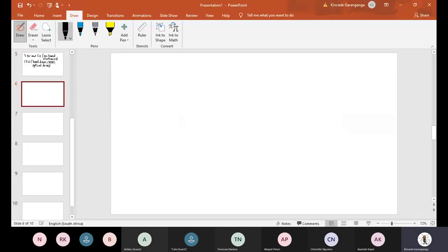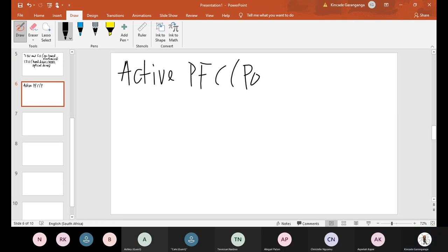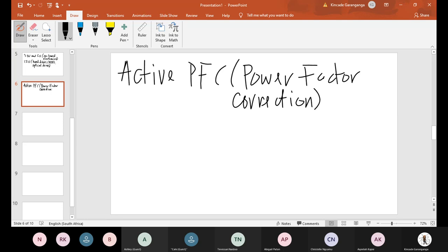All right. So you've got what is known as active PFC. Normally you will encounter that some PSUs come with what is called active PFC, all right? And the PFC there is short for power factor correction. So this is power factor correction. So what normally happens is that you'll discover that when you're looking at supply of power.